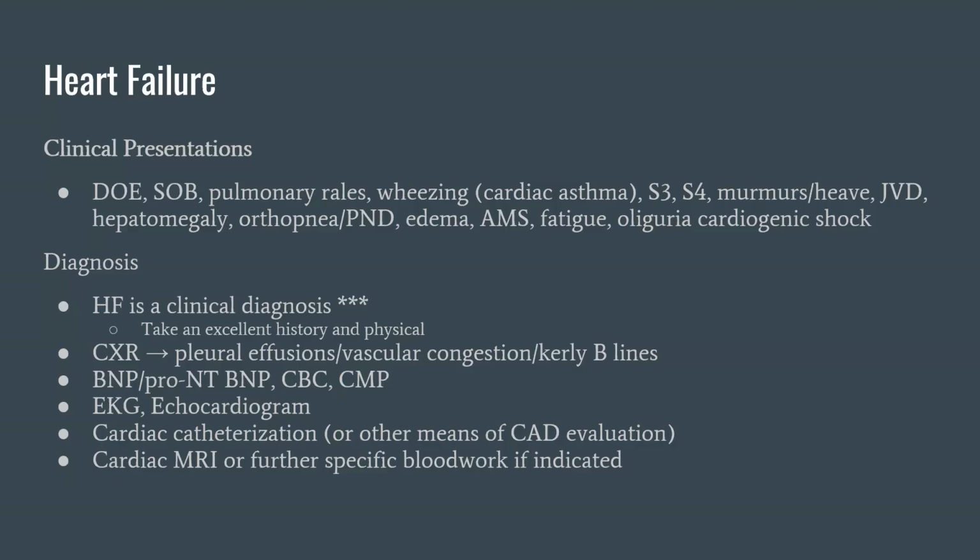Your boards are not going to test you on this, but you are going to see this because Entresto is everywhere, and you're going to order a BNP, and it's always going to be elevated in someone on Entresto. So it's not going to tell you the information you need. You have to get a pro-NT BNP. It just checks a different pathway of a type of BNP, and it'll give you a more accurate assessment.